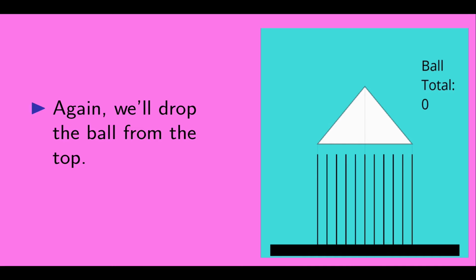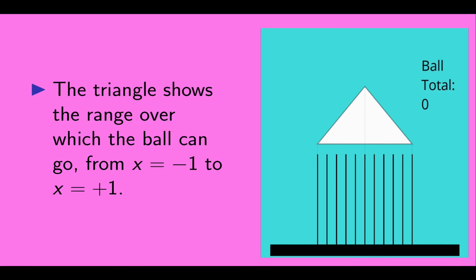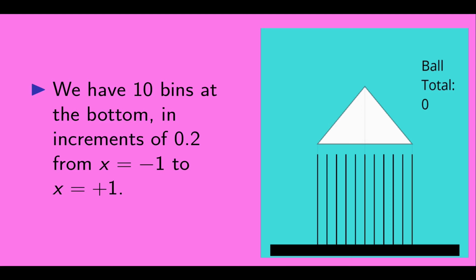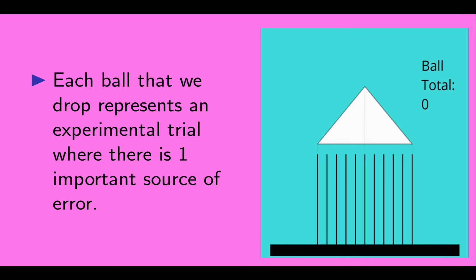Like before, we'll drop a ball from the top. The triangle shows the range over which the ball can go, from x equals -1 to x equals +1. We have 10 bins at the bottom in increments of 0.2, from x equals -1 to x equals +1. Each ball that we drop represents an experimental trial where there is one important source of error.